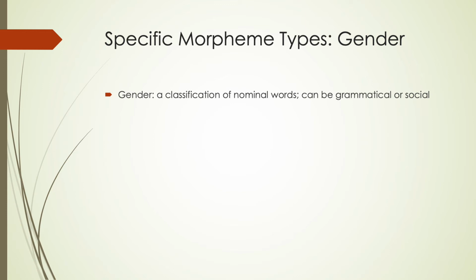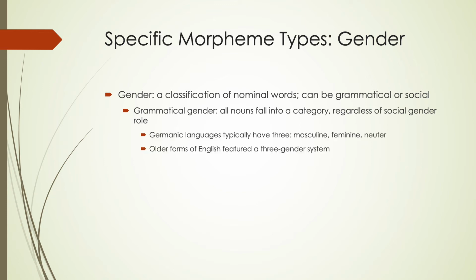functions. So a grammatical gender is something that's applied to every single noun no matter what. All nouns will have some sort of gender added to them, and they'll fall into some sort of category regardless of any sort of social gender role. So even things that we wouldn't socially give gender to have some sort of grammatical association. Germanic languages typically have three genders. There's a masculine, a feminine, and a neuter. And then the older forms of English also had this gender system as well. So this is something that we're going to see a lot of examples of, especially in older forms of English.